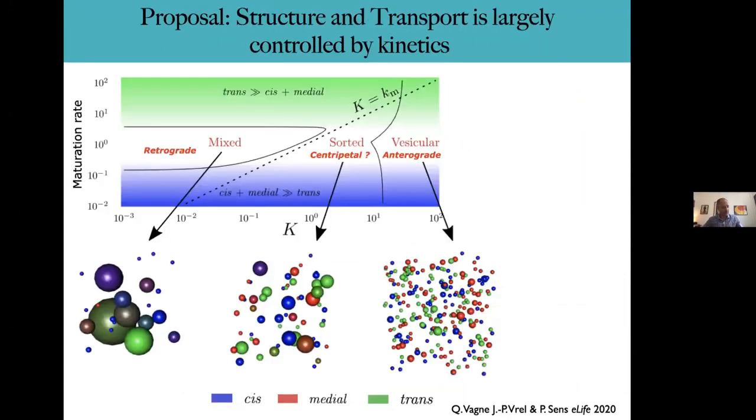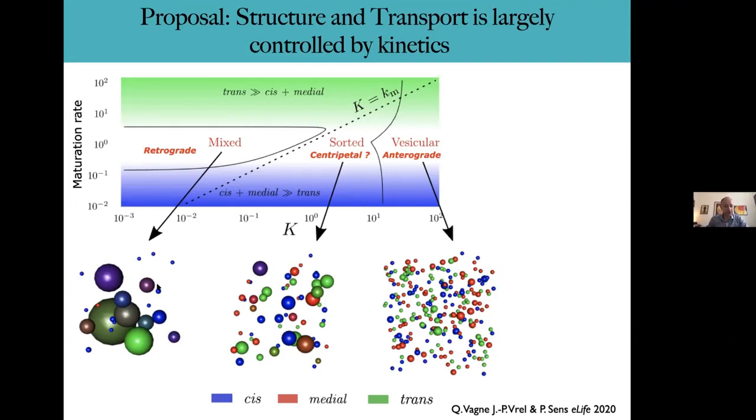And so at the end of the day, and this is what I want to leave you with, we can make a phase diagram as we made before. Here we've got the budding rate divided by the fusion rate. Here we've got the maturation rate divided by the fusion rate. And we can split these diagrams into three very crude regions. These are not real phases, these are crude regions.